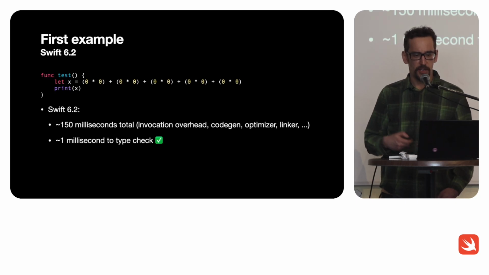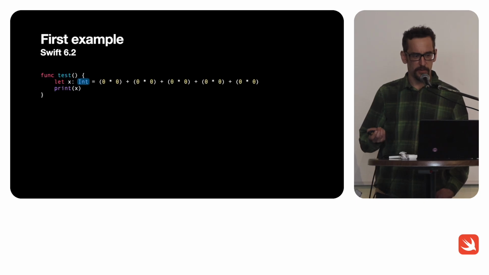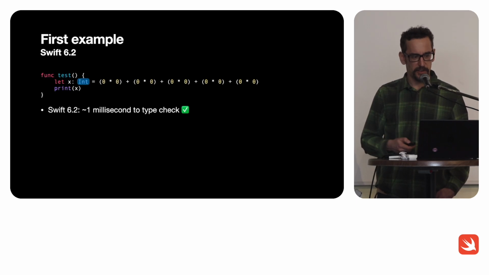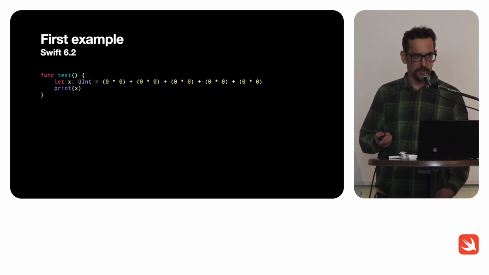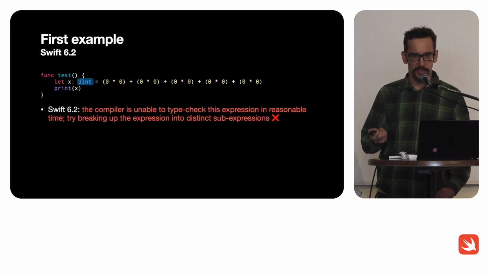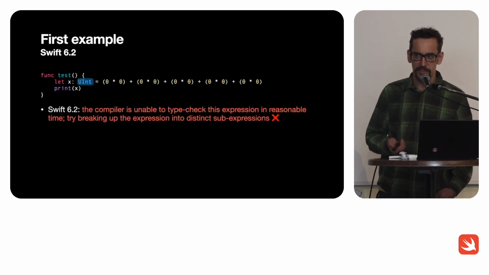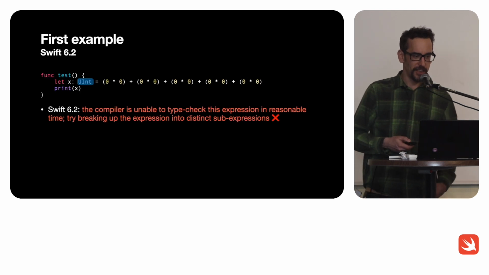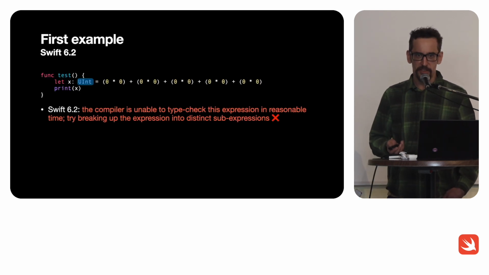And then let's say I want to make my code a little clearer to understand, and I add a type annotation. So I'm going to declare that the type of my thing is Int. And now, it's still very fast to type check, a millisecond approximately. But maybe I want to do the same calculation with unsigned integers instead. So now, bad news. The Swift 6.2 compiler does not like my expression. And you'll see there is a happy ending to this, but we're just going to go with it for now.